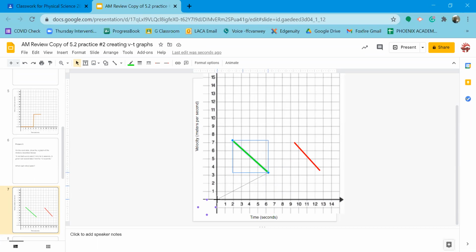Actually, this should be 3 meters per second squared. Sorry, 3 meters per second. For 4 seconds, it did this. And then it did this. And then it did this, for 4 seconds. It did that over 4 seconds.